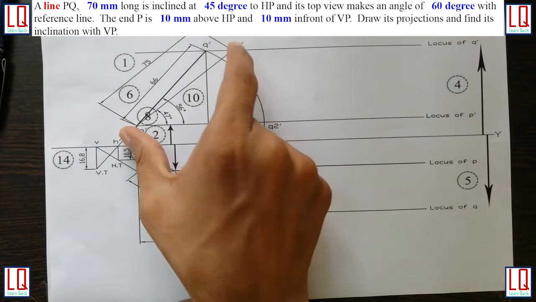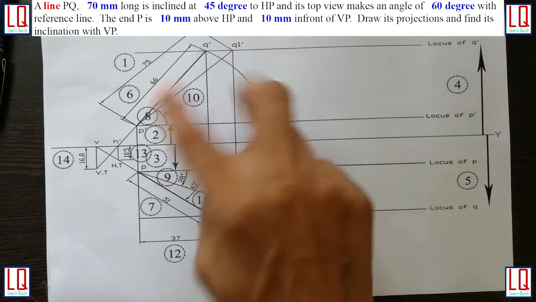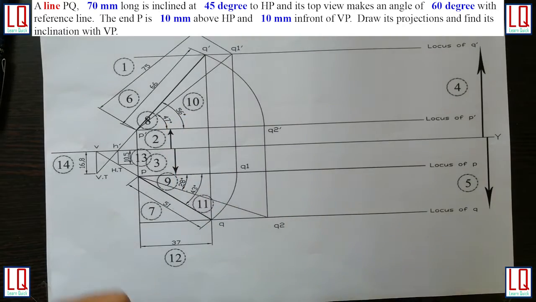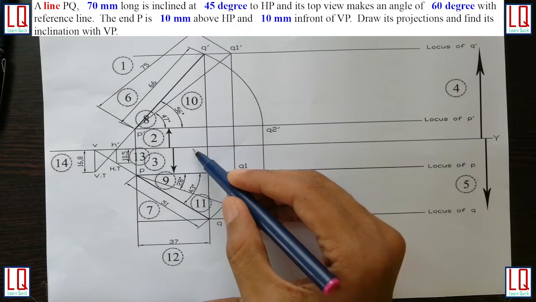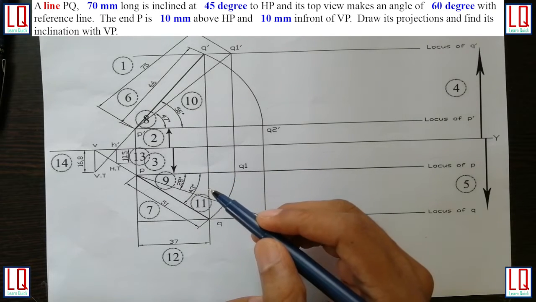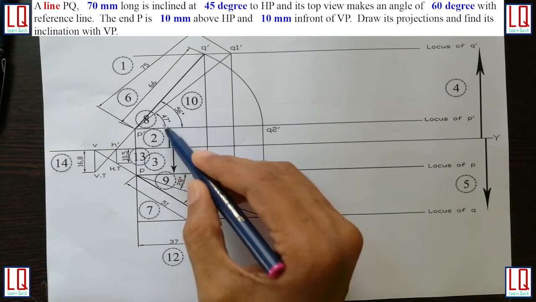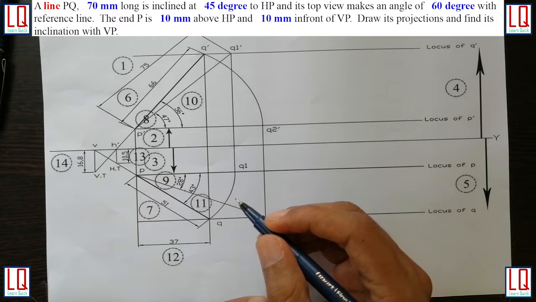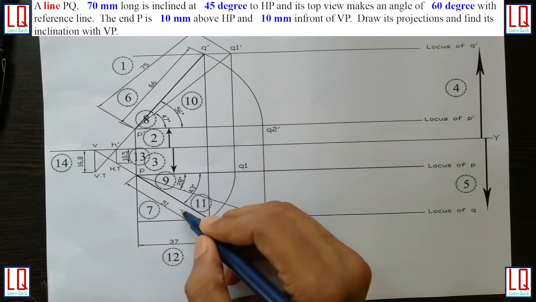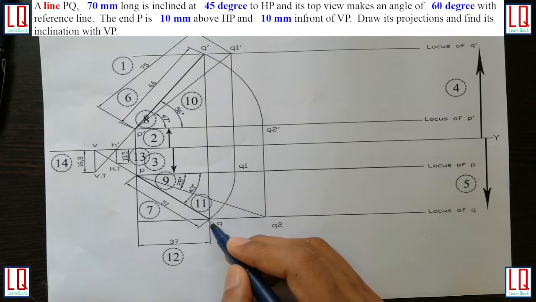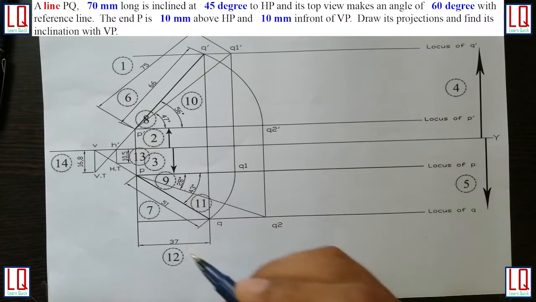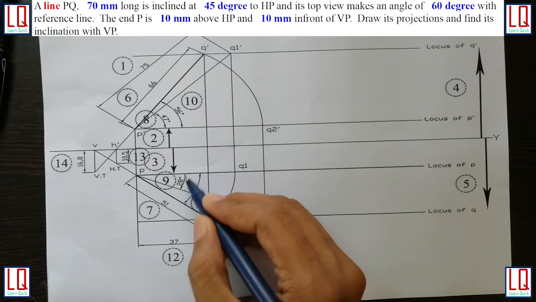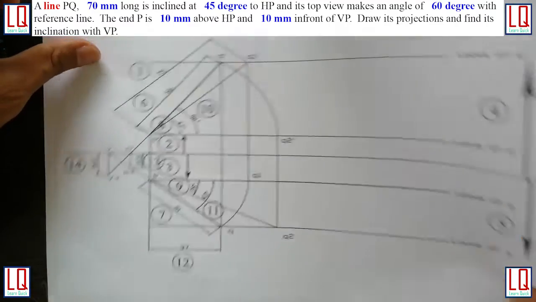If we compare the given datas with the standard format we have for the 14 datas, what are the datas given? They have given the true length of the line from P dash to Q1 dash, and then the distance of point P above HP, this distance from here to here, and the distance of point P from VP, and the true inclination of the line PQ, that is your data number 8. This is your true line, so the inclination of this true line is given, and the apparent inclination of the line in top view, that is your data number 11. From here to here is your apparent line, and the inclination of this line is given in the question. They are asking us to find data number 9, the true inclination of the line in top view.